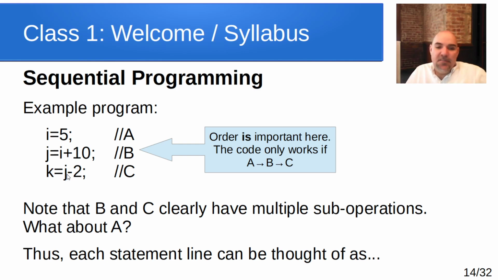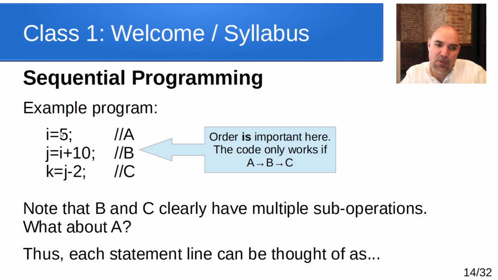So note that B and C, in other words the line with j and the line with k, clearly have sub-operations inside of them. It's not just one atomic operation. Let's just look at the line with j. We have to get the value from i, we have to get the number 10, and then we have to add them, and then we have to store that into j. So fetch i, load the value of i into the processor, get the number 10 into the processor, have the processor add those two things together to get the result, and then stick that into variable j wherever it is in memory. So we've got several substeps here.